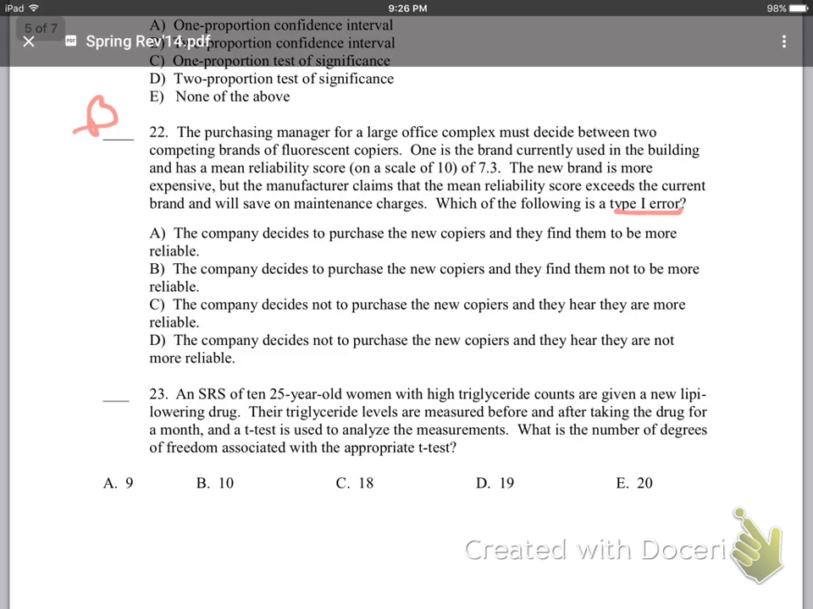Okay, survey of 24 women, glycerin. What is the number of degrees of freedom here? Now remember, 25 is just their age, but how many females did we get here? Oh, we have 10 females, so 10 minus 1 is 9. See, that was tricky, wasn't it?